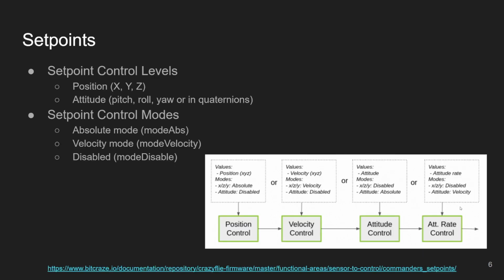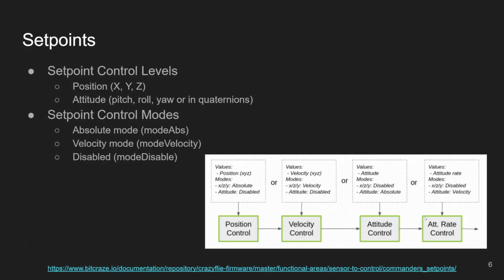Speaking of the set points, we'll give a little overview of what they look like. Each set point has two levels. It has a position, so XYZ, or an attitude, so that's pitch, roll, yaw. And each set point also has different control modes: an absolute mode, a velocity mode, or being disabled.